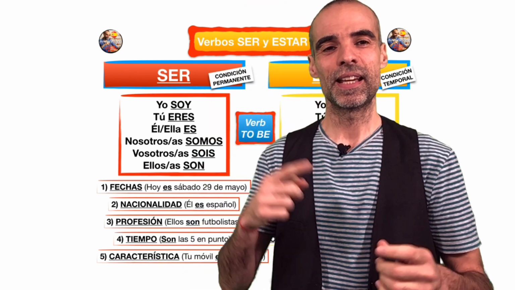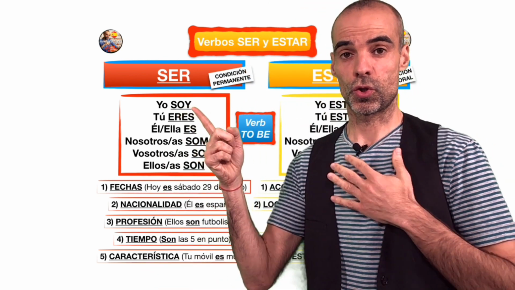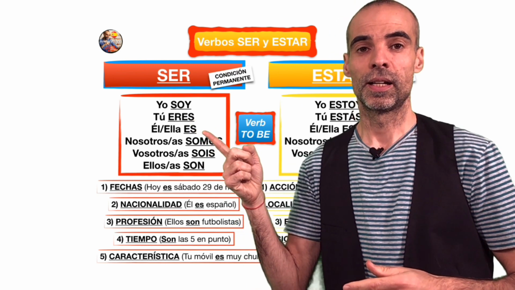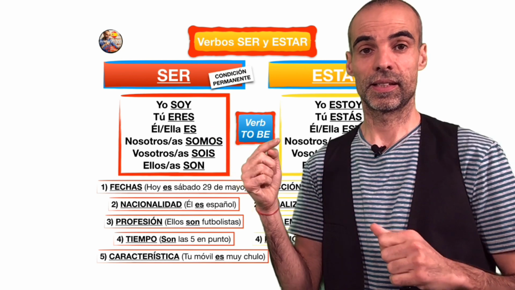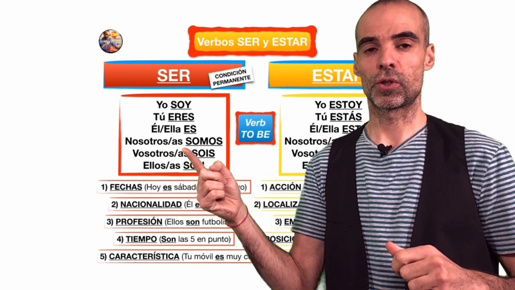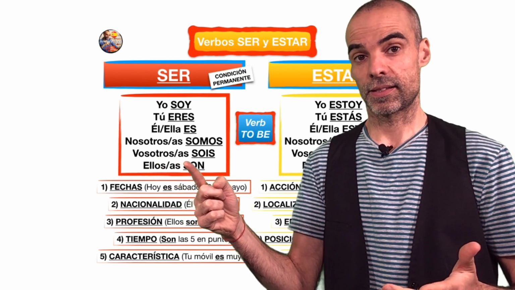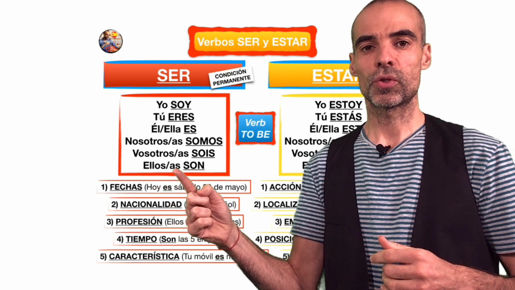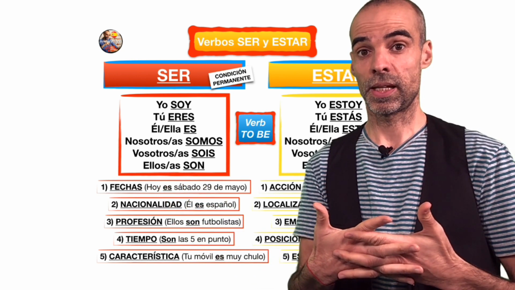So we're going to start learning how to conjugate the verbs ser y estar. The verb ser is yo soy, I am, tú eres, you are, ella o él es, he or she is, nosotros, nosotras somos, we are, vosotros o vosotras sois, you are, plural, ellos, ellas son, they are, okay?